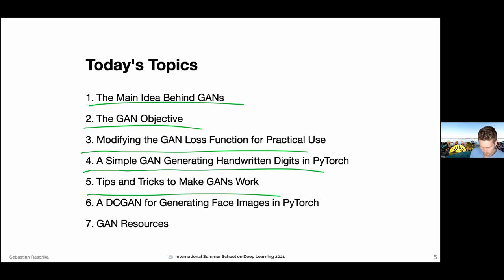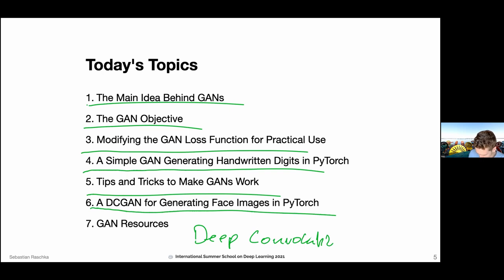And then we are looking at DCGAN. DCGAN stands for deep convolutional GAN. So it's a GAN with convolutional layers. So above, we only look at the simple case, and then we modify this GAN to be better at generating images using convolutional layers. And we will be then working with face images.